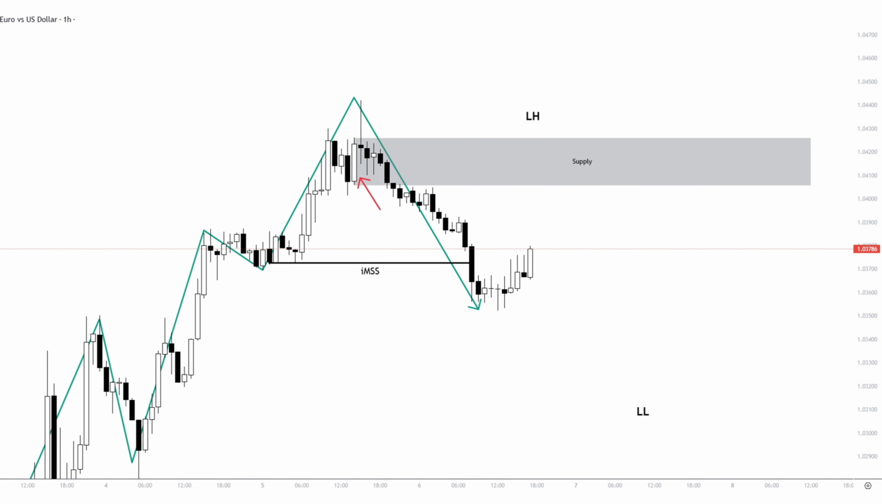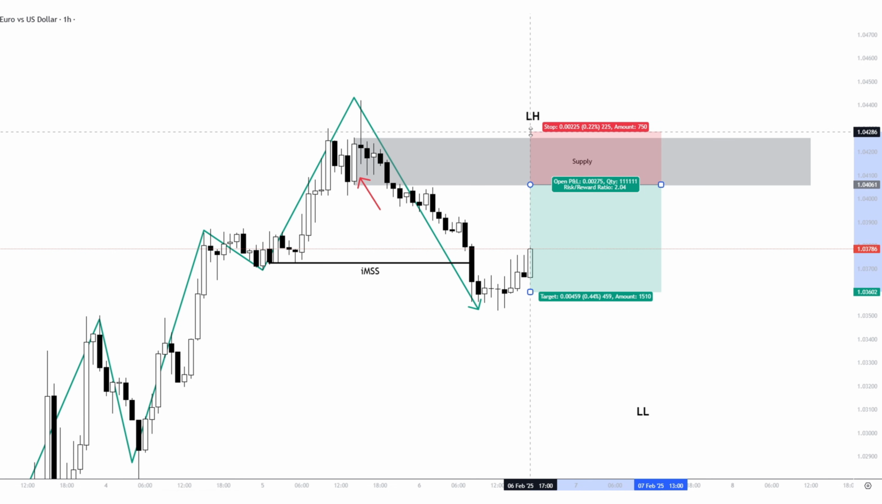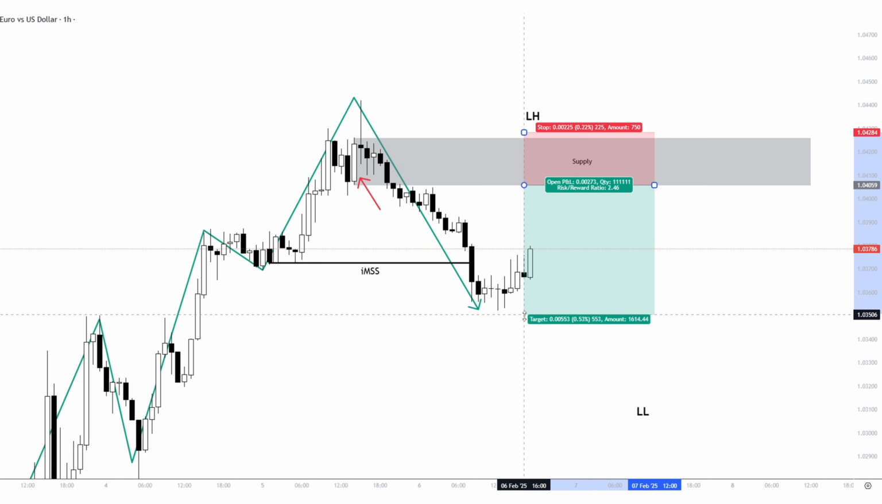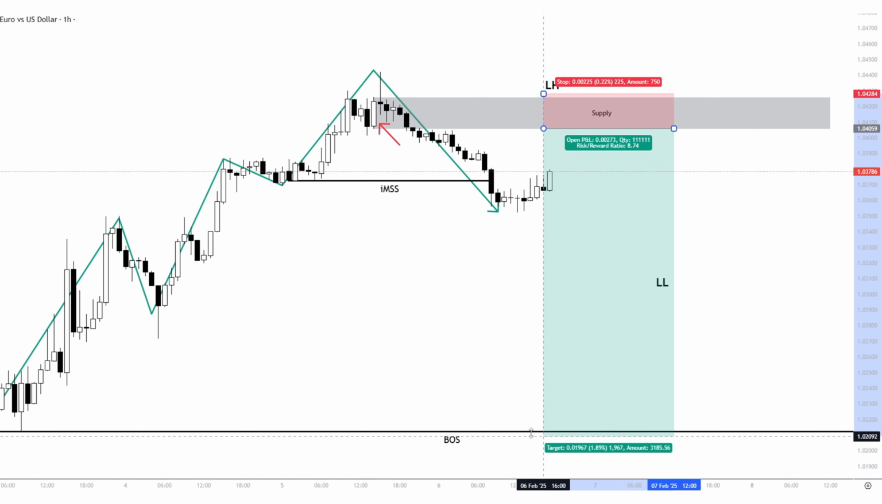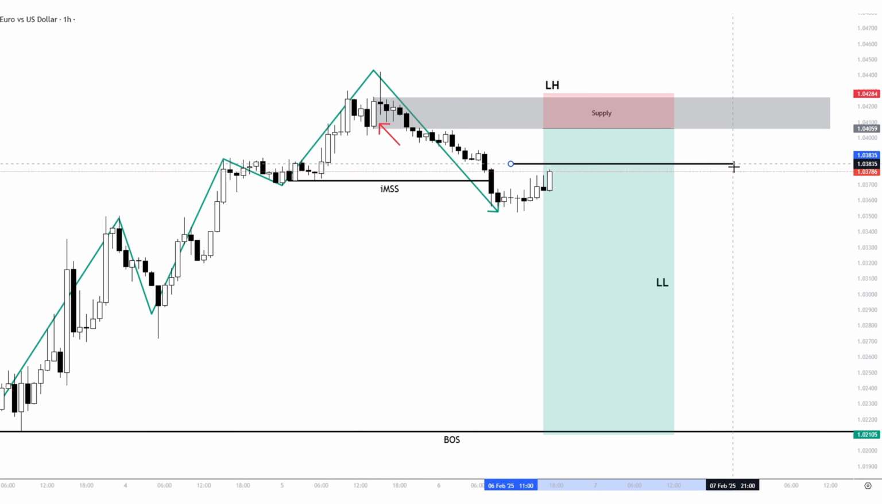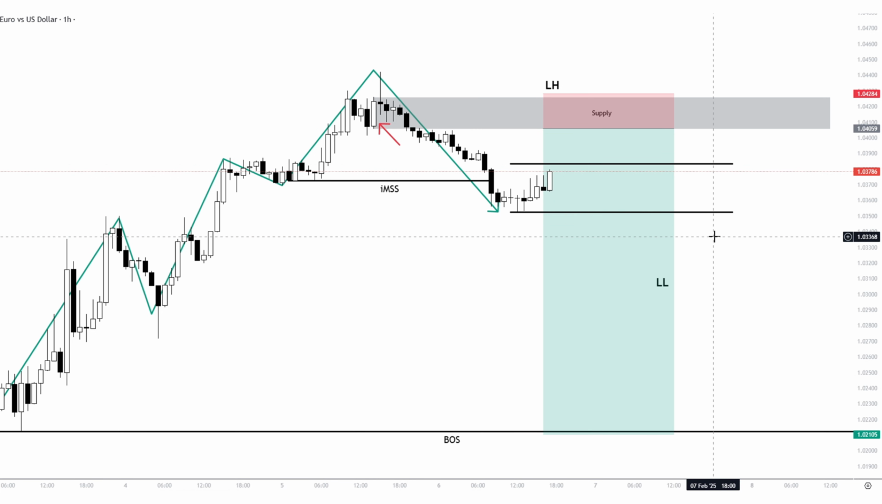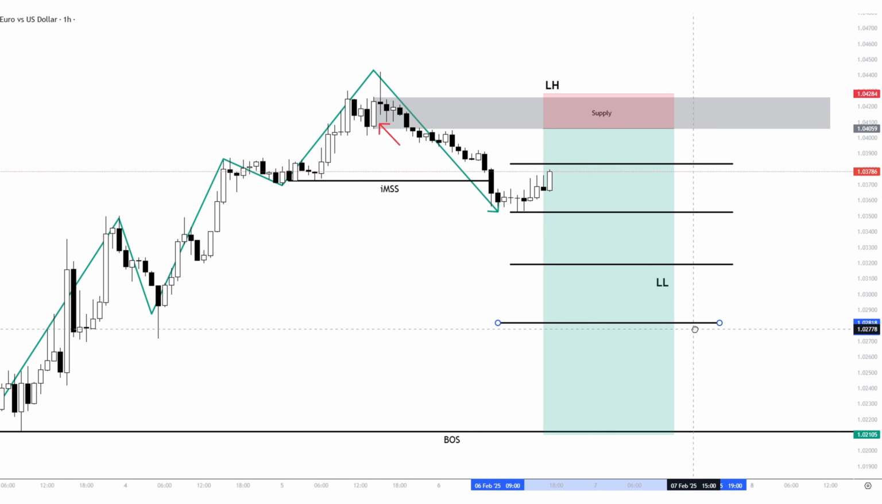The setup planning on supply zones is basically just selling on the bottom of the supply, with the stop loss above the supply, and take profit below recent swing lows, or even below the external swing lows. But in that case, because the risk reward is too high, I would take multiple partial profits. So like here 20%, then at the next level 20% more, and 20% more, and so on.